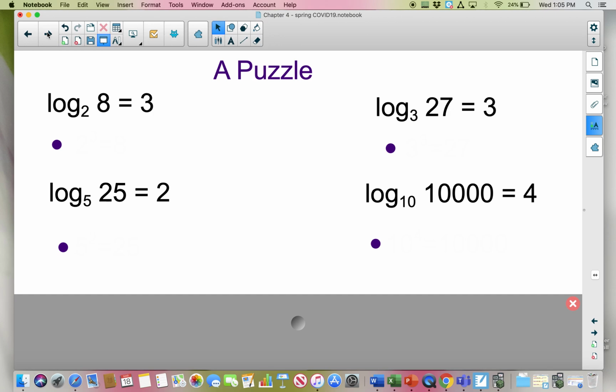All right, on to logarithms. We will talk about what this means more, but I want you to, again, actually pause the video one more time and look at these 4 questions and see if you can find a connection between them. So take a moment.